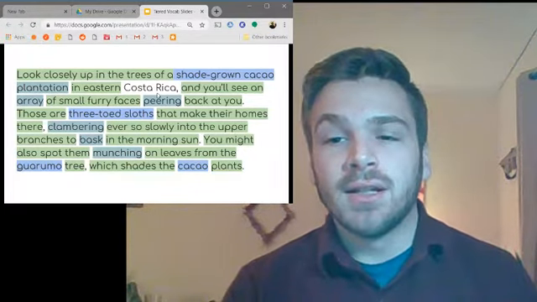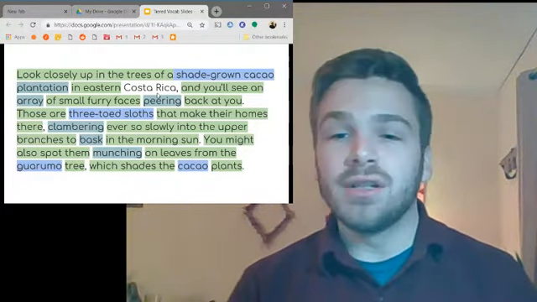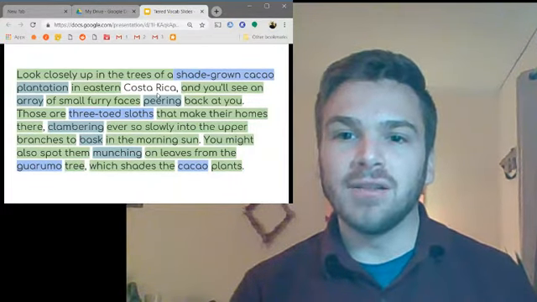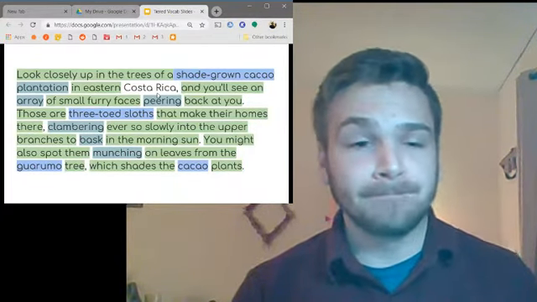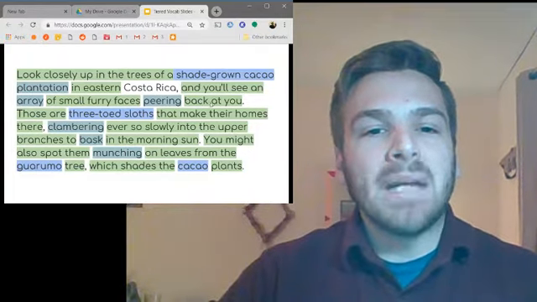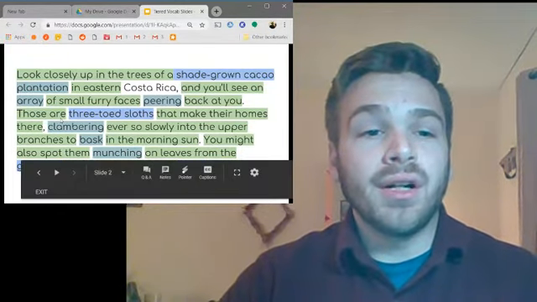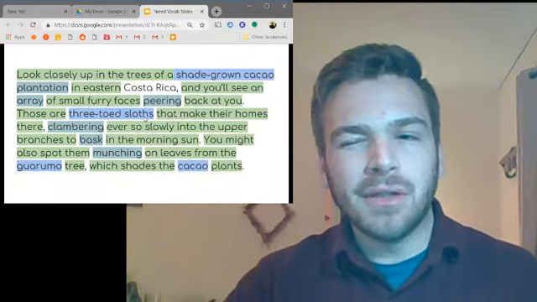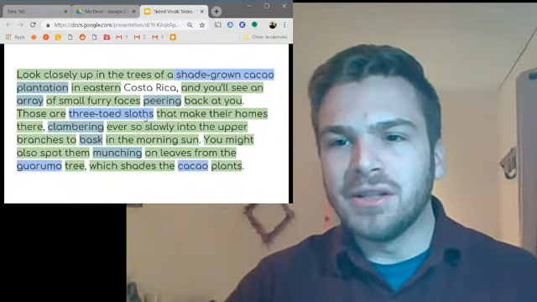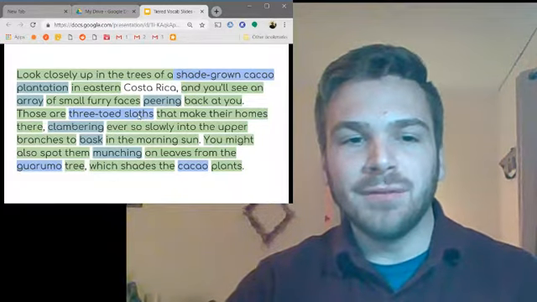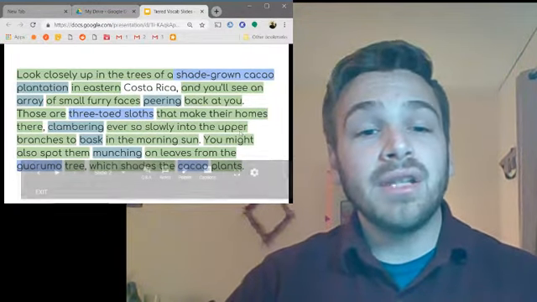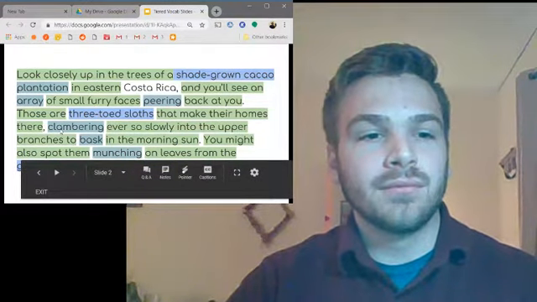The point is, these aren't hard and fast barriers, and you're not wrong or right, and there's no need to argue with your colleagues about where something fits. "Back at you," those are three-toed sloths. Again, that's another one where you might hear about a three-toed sloth somewhere else, but I made it content area specific. "That make their homes there."